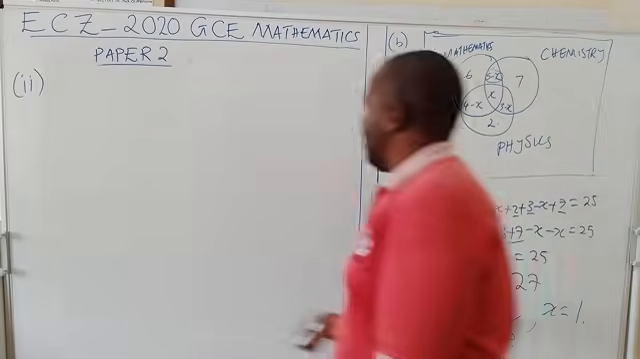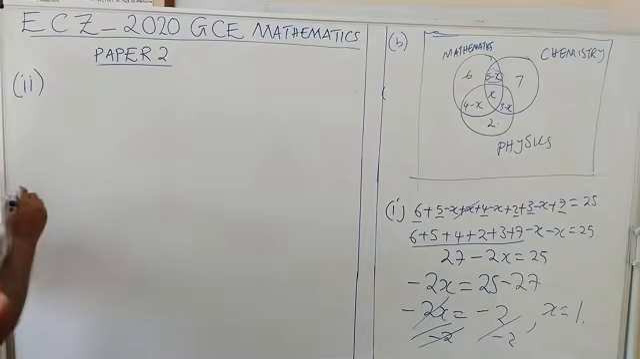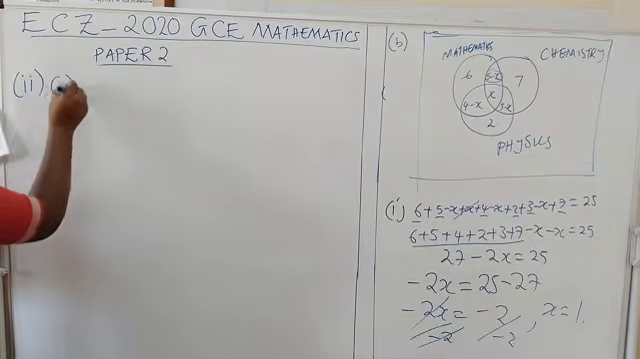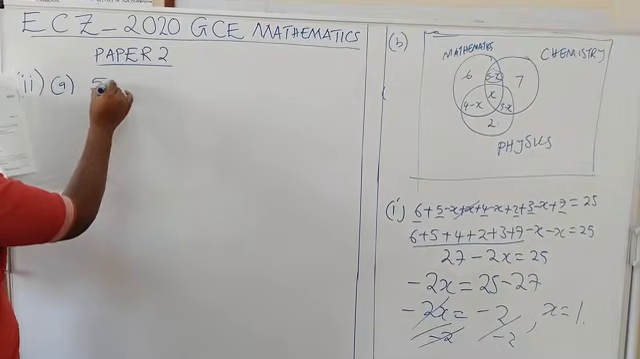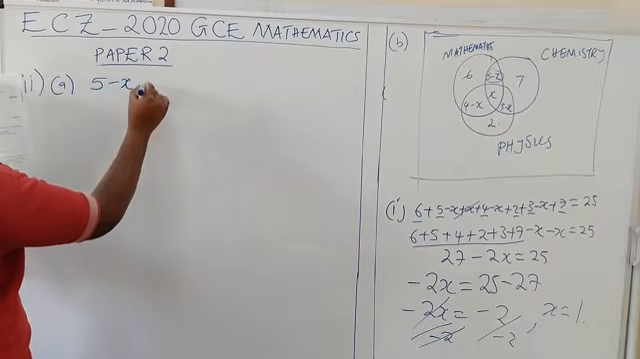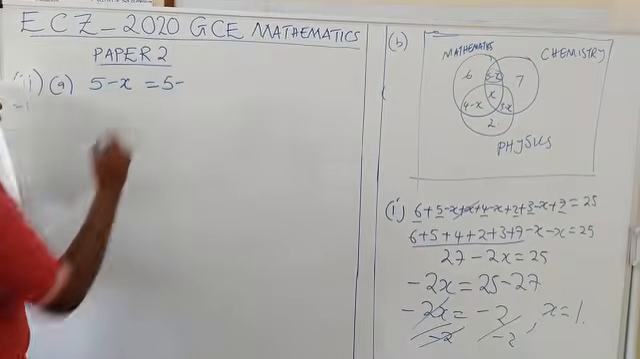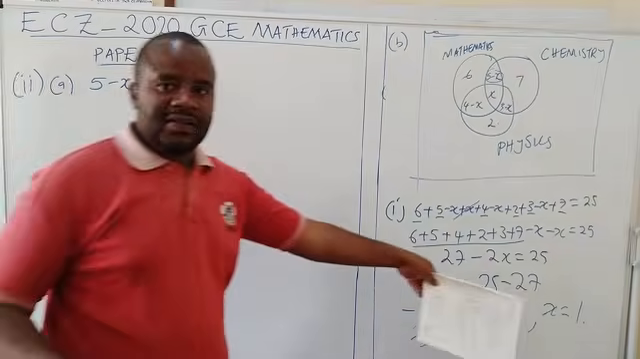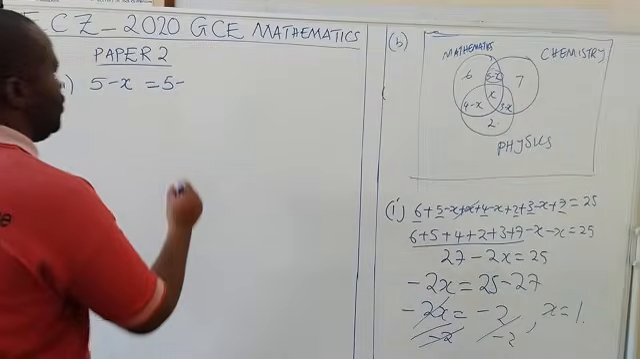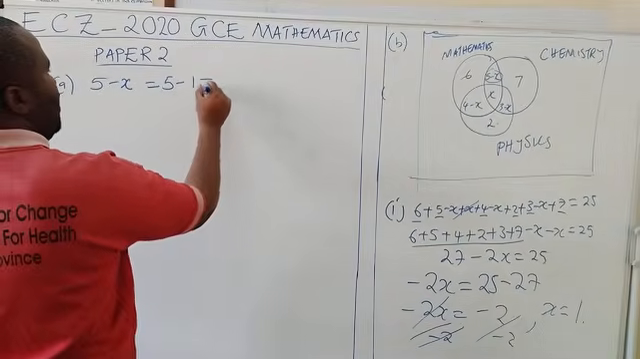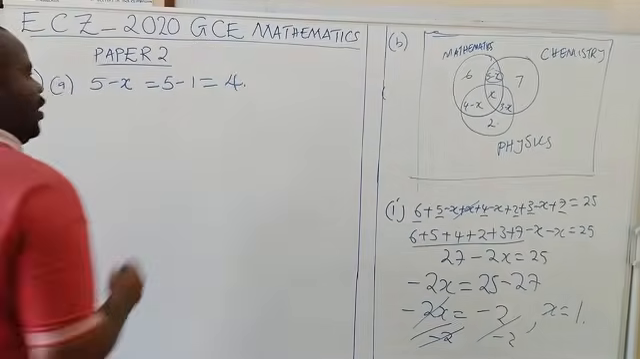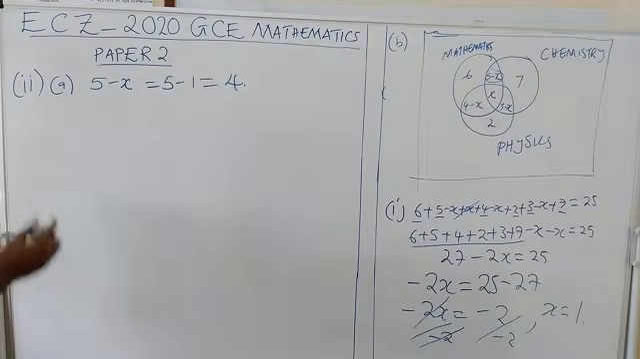Meaning that for mathematics and chemistry only, it is 5 minus x. This is equal to 5 minus, what is our x? Our x there is 1. So we are going to say 1. And the answer will be what? 4. That's what we are saying. Then B.